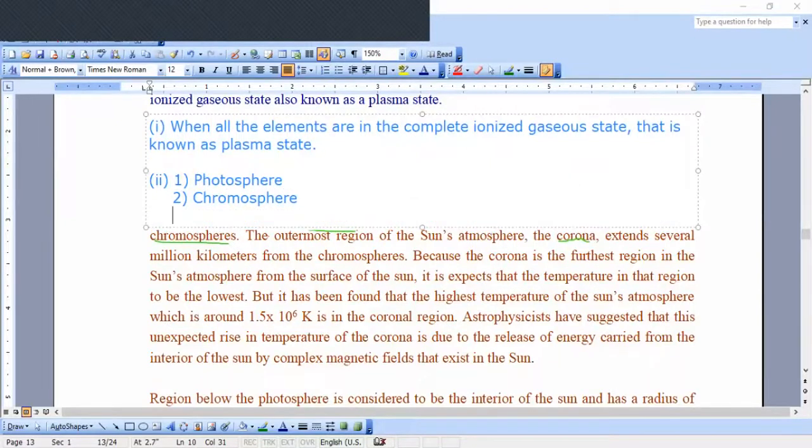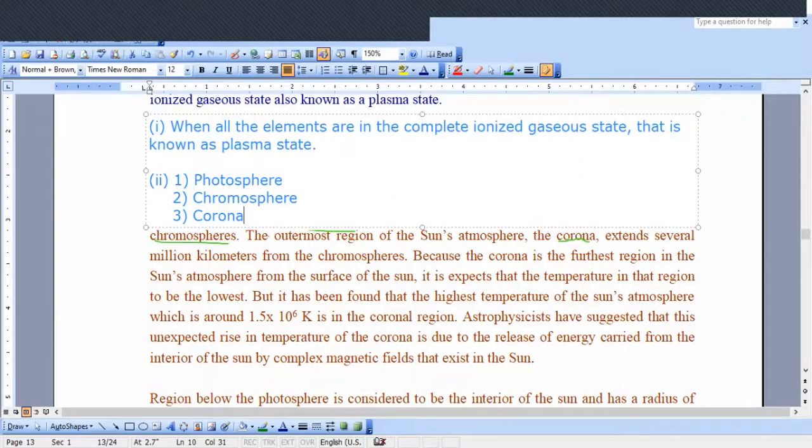Third one, everything should be extracted from the paragraph because these things are not in the syllabus. That's why they have given us a paragraph. If those things are in our syllabus, they will not give us a paragraph. So what is the third one here? Corona, right? Third one is corona. Not this corona. Please write the answer for Roman number 2.